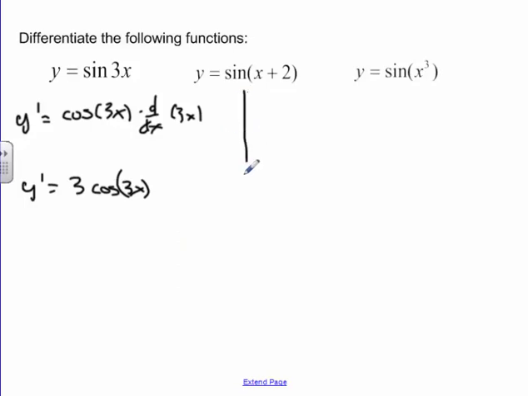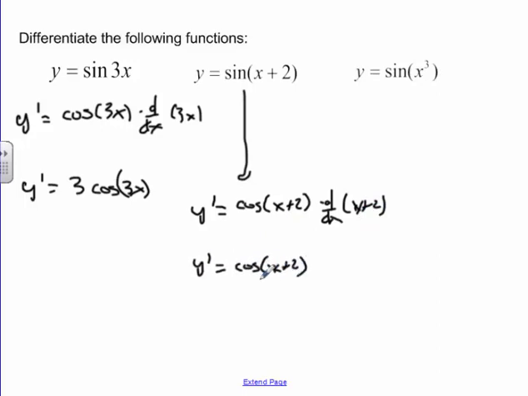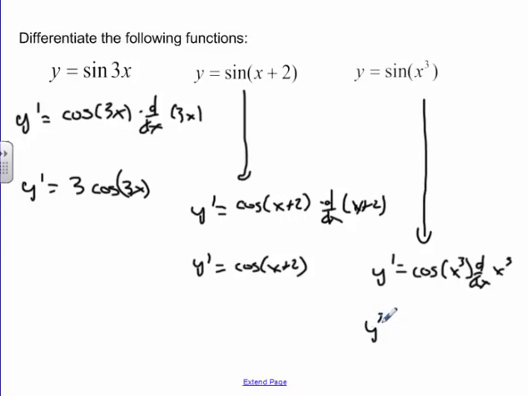Okay, well, next one right here, I'll just go down a little ways because I need some room. If I want to find this derivative, the derivative of sine is cosine. So it's cosine of x plus 2. But then we have to chain rule on the derivative of x plus 2. But the derivative of x plus 2 is just 1, so your y prime is cosine of x plus 2. And for this last one right here, same sort of thing. Your derivative will be cosine of the baby inside, and then times by the derivative of x cubed, which means your final answer will be 3x squared cosine x cubed.